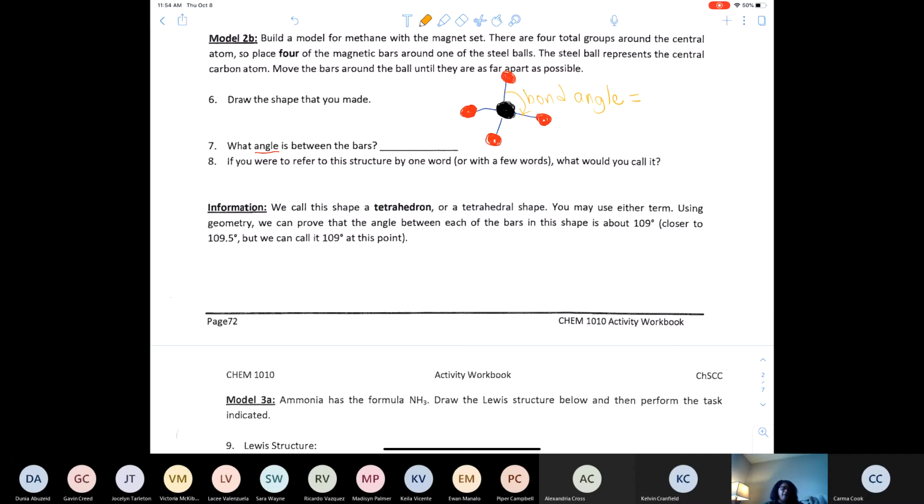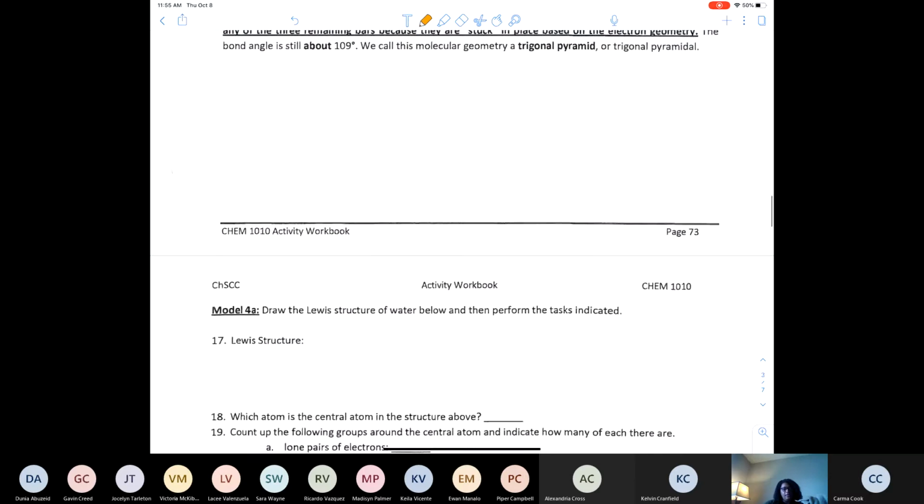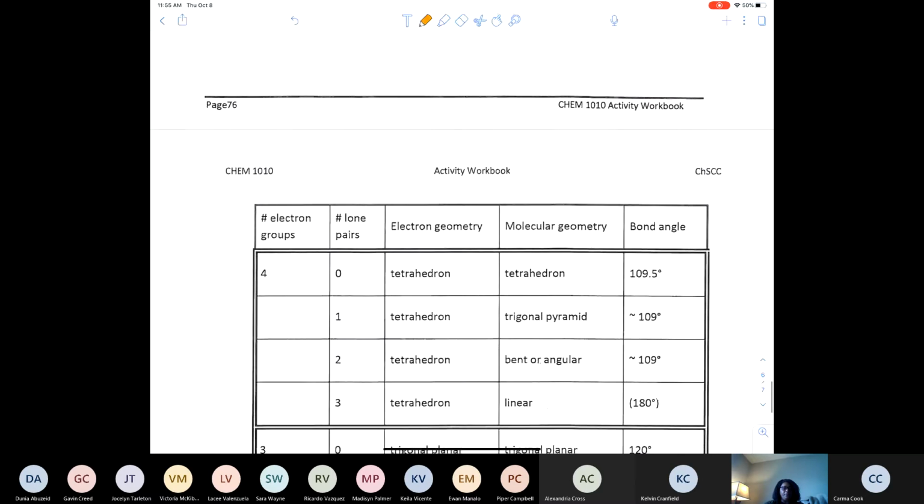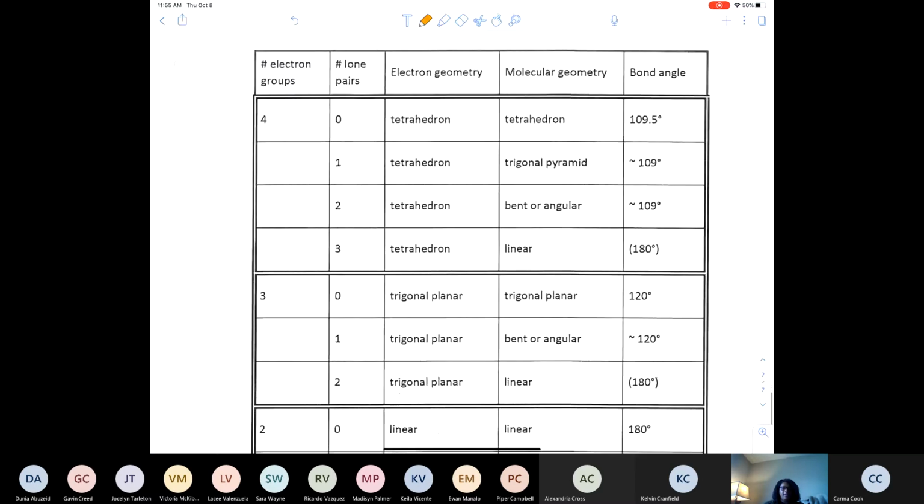So we need to know that bond angle between the bonds, which we represented as toothpicks in the marshmallow model, or those little sticks in the ball and stick model. Well, to find the bond angle, we go all the way to the end of our document for this week, and the bond angles are listed for us. So how do we use this table?